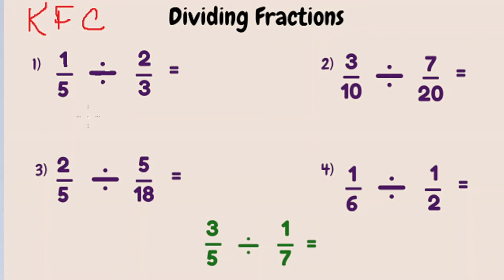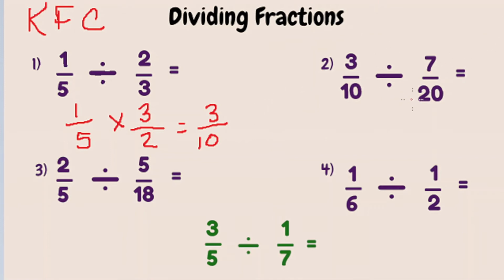What is 1/5 divided by 2/3? Well, we're going to keep our first fraction the same. We're going to flip our second fraction to its reciprocal, and we're going to change the sign to multiply. You multiply straight across, and 3/10 is your answer.